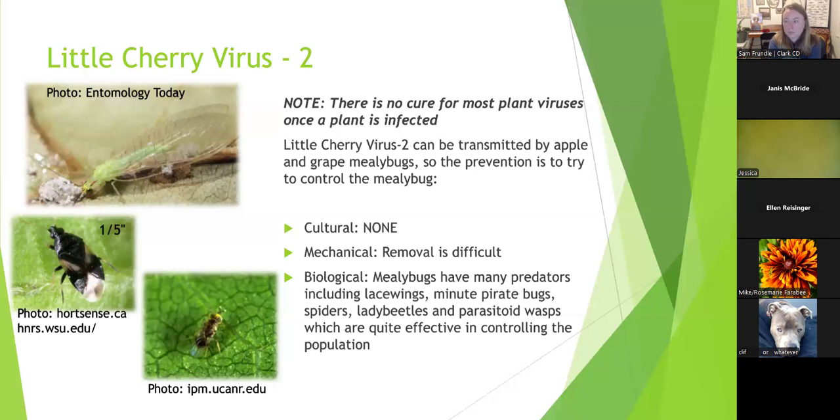Biologically, mealybugs have a lot of predators. Lacewings, minute pirate bugs, spiders, lady beetles, parasitoid wasps. They're all very effective in controlling the population. So we're talking like cherry orchards. They will use these biological applications to try to control the mealybug, which is going to hopefully control the virus. And these are all pictures of those different predatory insects.